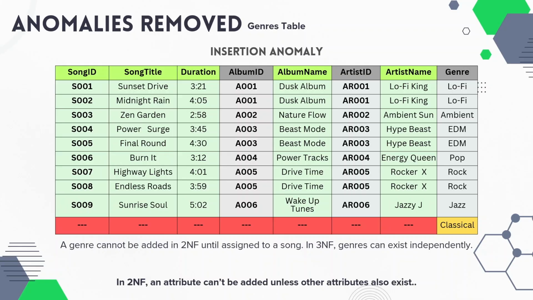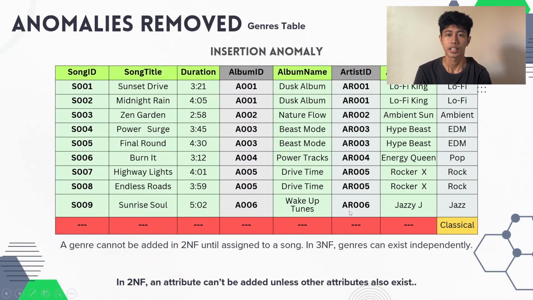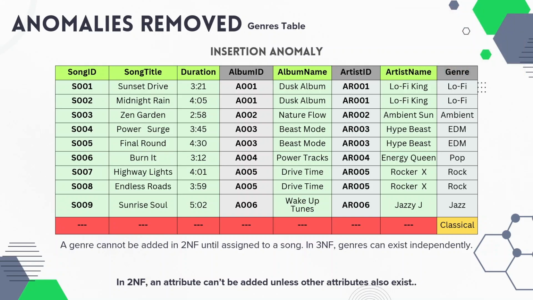A genre cannot be added in 2NF until assigned to a song. In 3NF, genres can exist independently. In 2NF, we can't insert a new artist, album, or genre unless a song exists. But in 3NF, these entities exist independently, so we can add them even without songs.